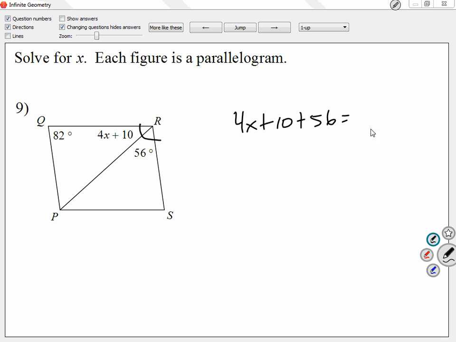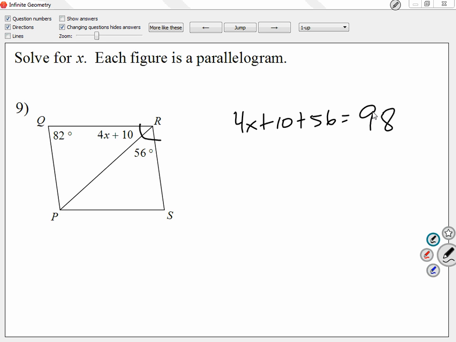98. Good. It's equal to 98 because since angle Q is 82, the whole angle R is 98, because they have to add up to 180. For us to know how much the whole angle R is, we went 180 minus 82, so that we got 98. So we know the whole angle R is 98.